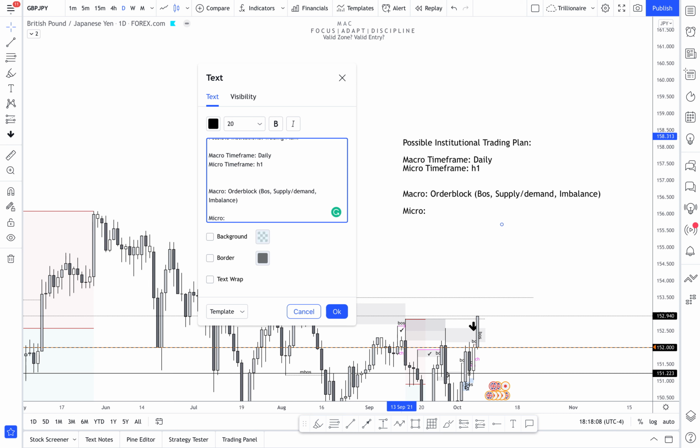Now these examples that I'm going to give you are just based off of your micro time frame. This is not saying that you're going to the M15, the M5 or the M1. The trading plan that I'm giving you as an example has the macro time frame of the daily and the micro time frame of the H1, which means the daily time frame would be your zone and the H1 time frame would be your entry signal.